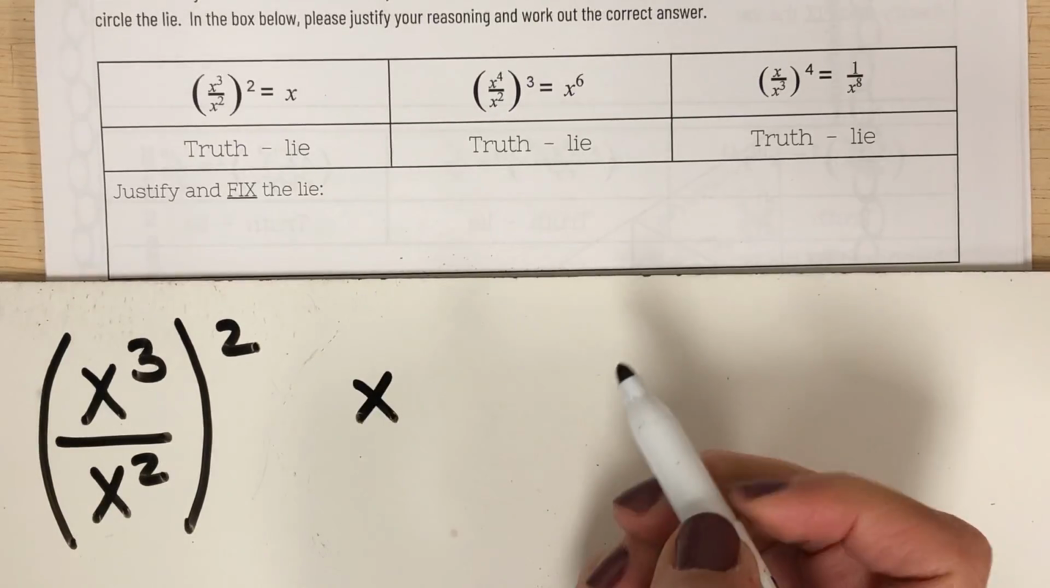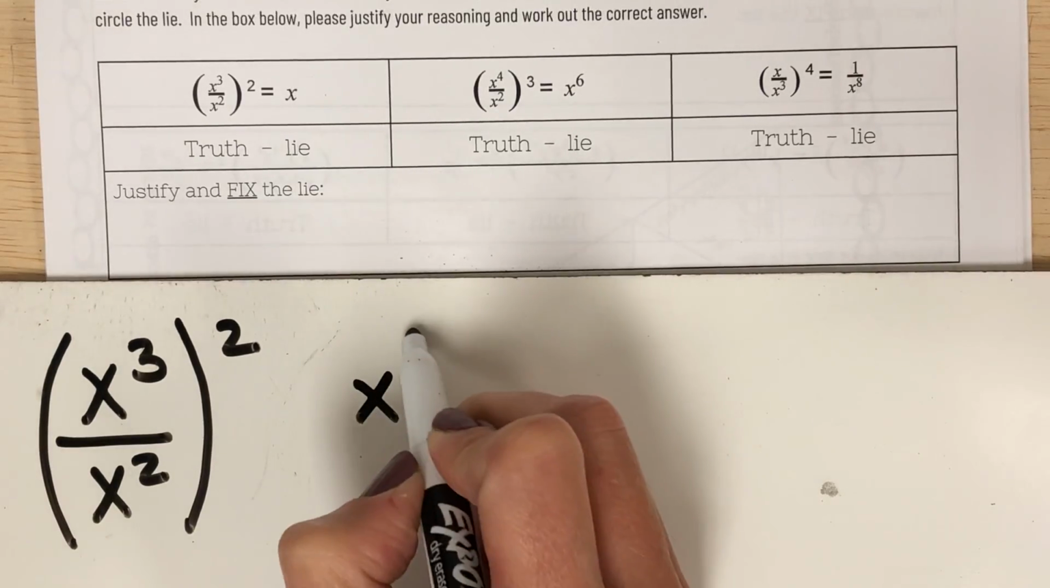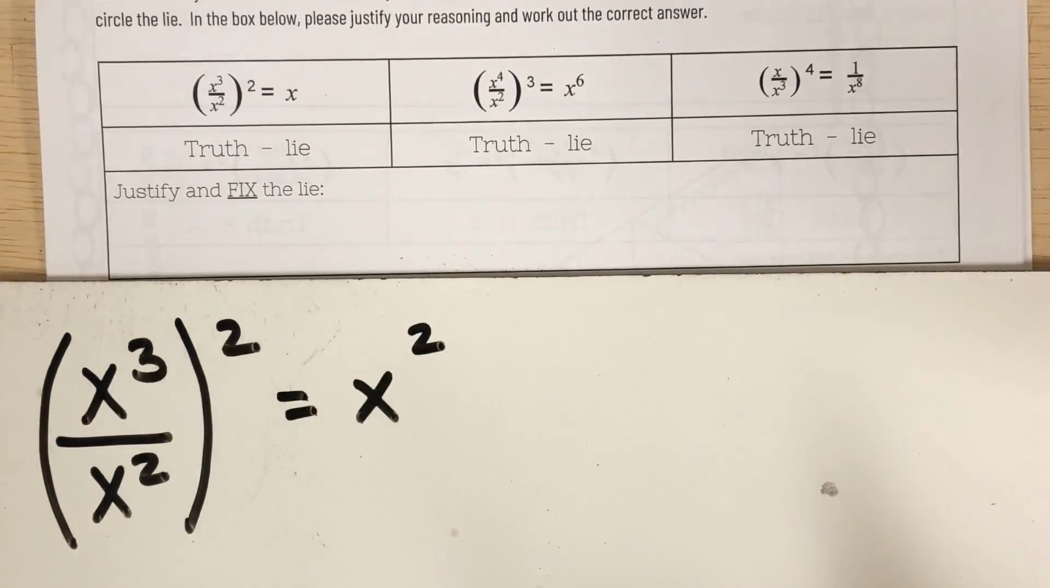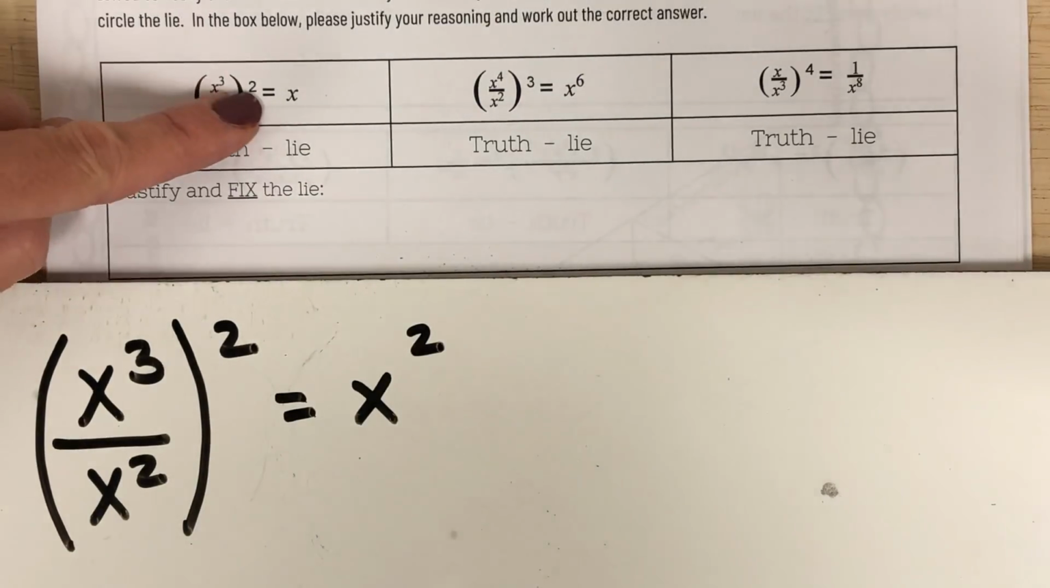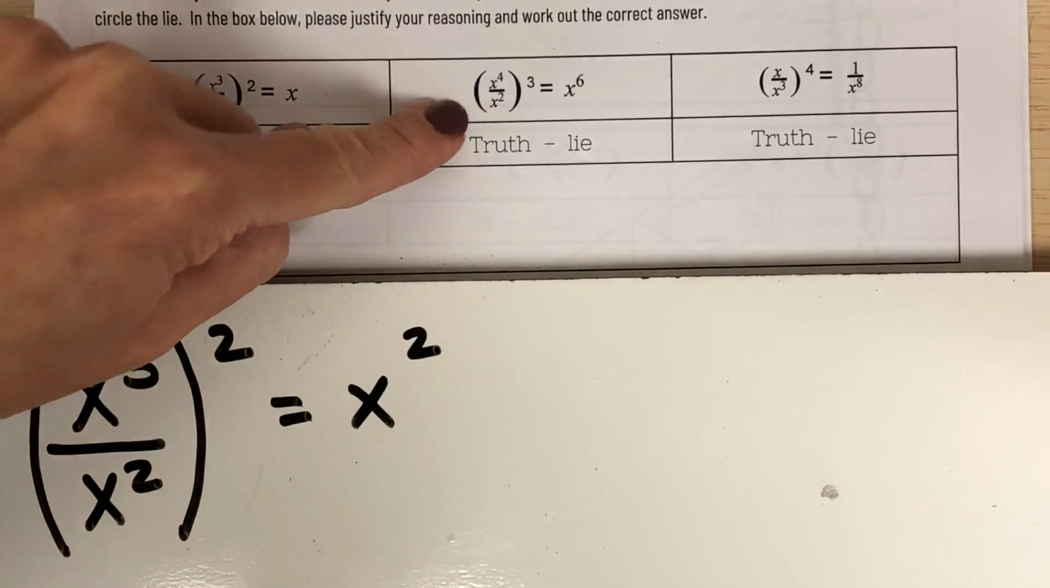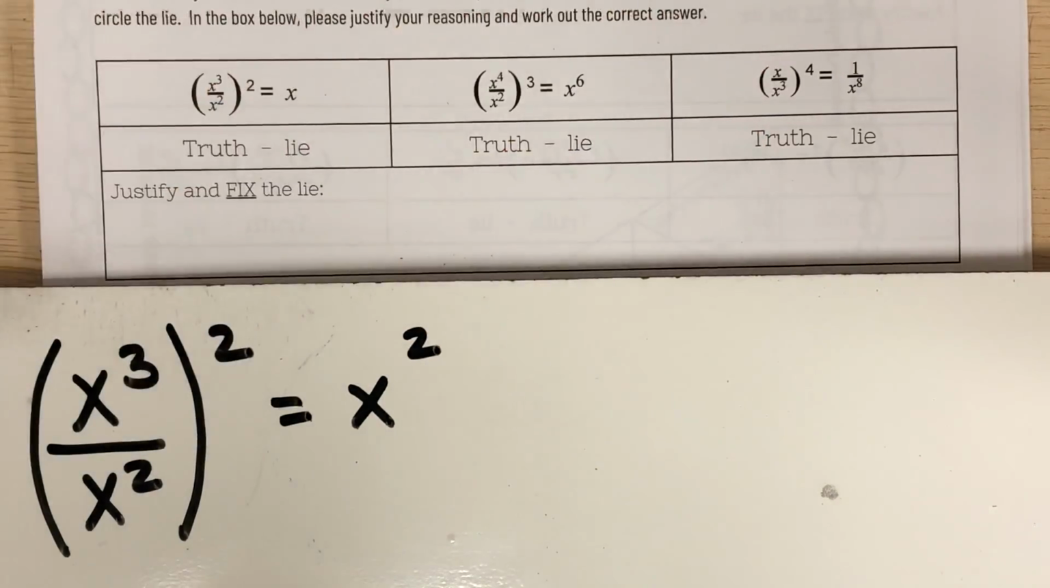So inside my parentheses, I'm going to have x, and then I'm going to square that. So this becomes x squared, not x. That should be my lie. So let's go ahead and do the second and third one just to make sure that we're correct.